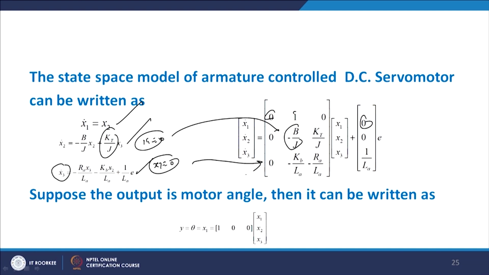therefore we replace it by 0, and here the term of x2 we have written as minus kb by la, and the term of x3 we replaced by minus ra by la, and here 1 by la is replaced like this. Suppose the output is the motor angle, therefore it can be written as y equal to theta, theta is x1, and this is the expression.